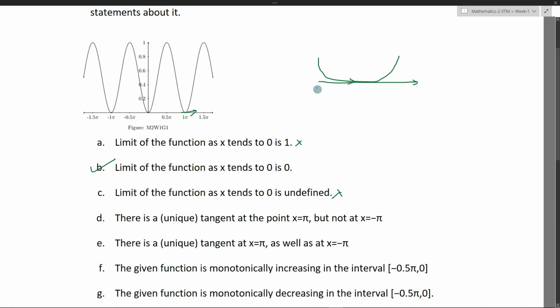So what about at x equal to minus pi? Again at x equal to minus pi, if I increase the x direction, it goes something like this. If I decrease the x value, the graph direction would be something like this. What will be the direction of the tangent? The tangent can also be drawn somewhere around here. This will be the direction for negative x. So there is a unique tangent at x equal to pi as well as at x equal to minus pi. Option E is right.